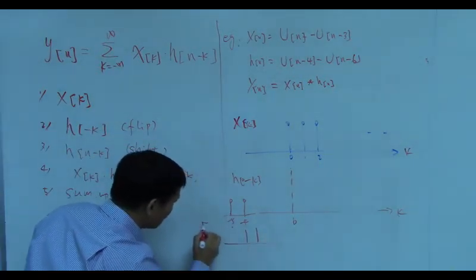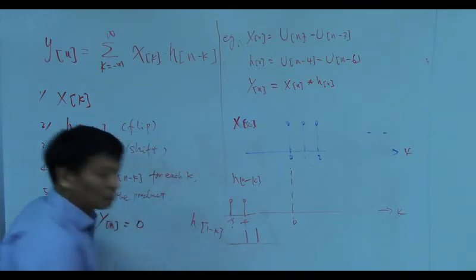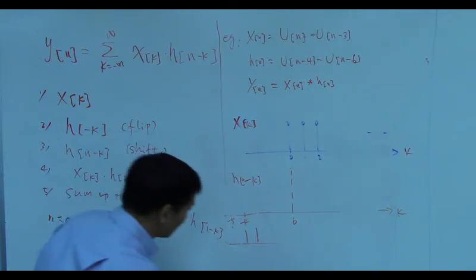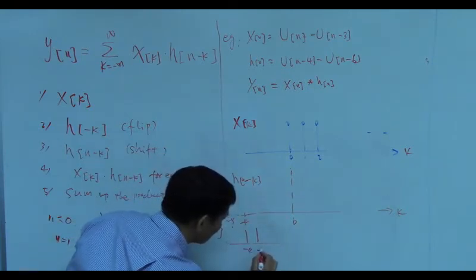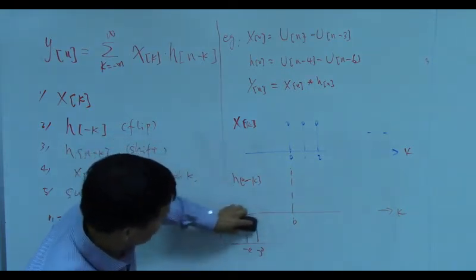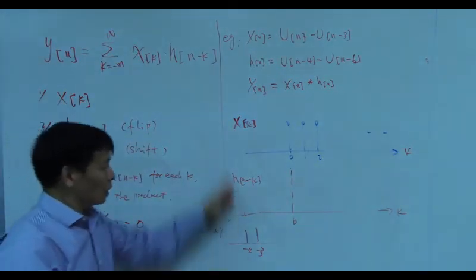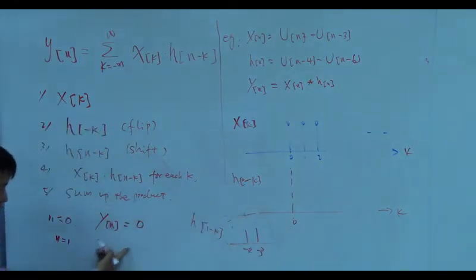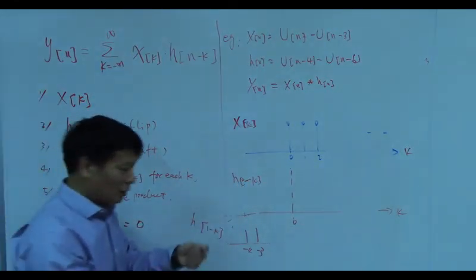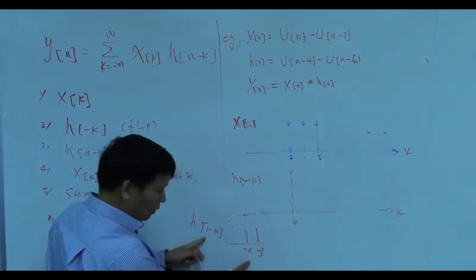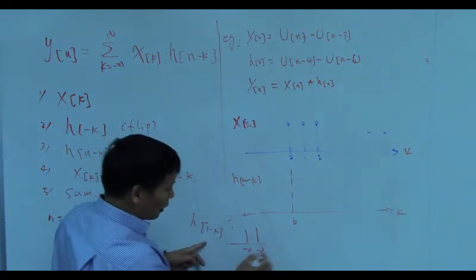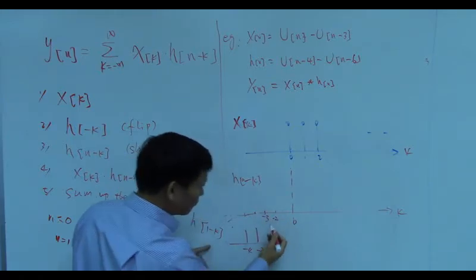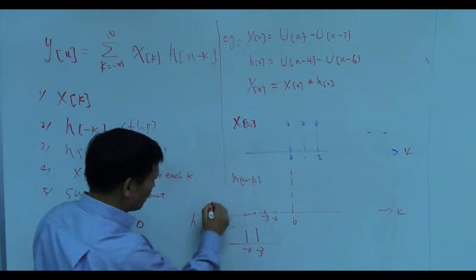This is h[1 minus k]. Now you forget about this thing. So I will write this one negative 4, negative 3, and this one is gone. Now multiply, add, what do we get? Still 0, right? So that is n equals 1. How about n equals 2? N equals 2, it will be negative 3, negative 2. Multiply, still nothing. So that is n equals 2.